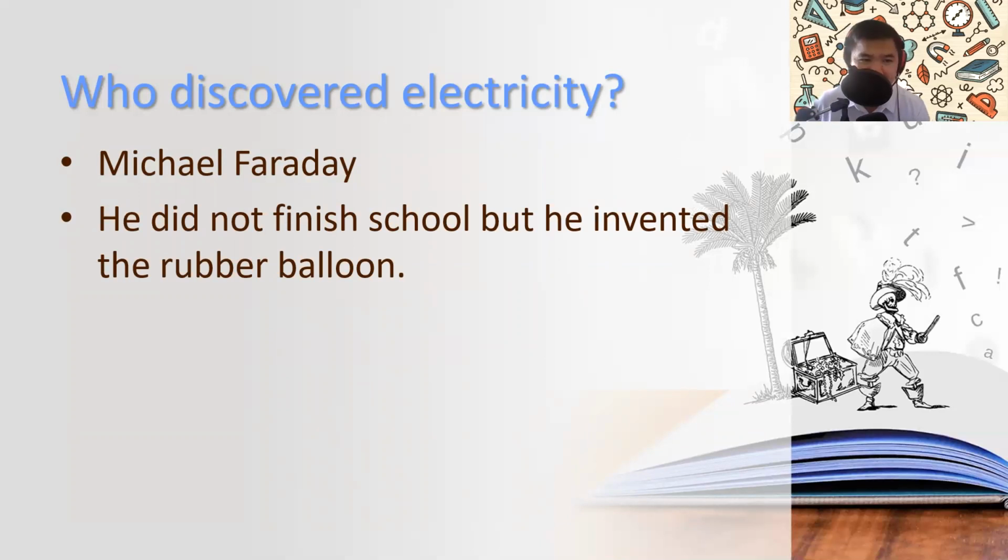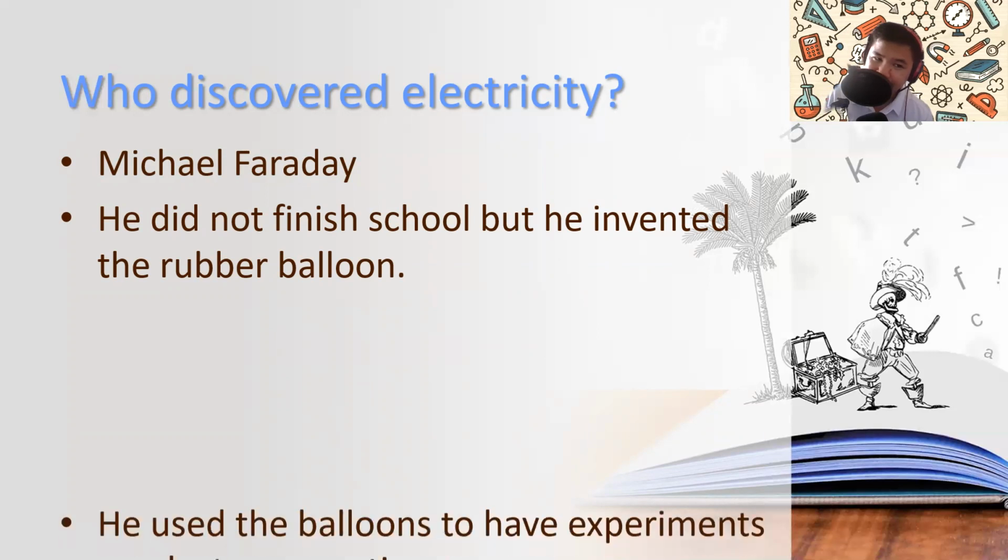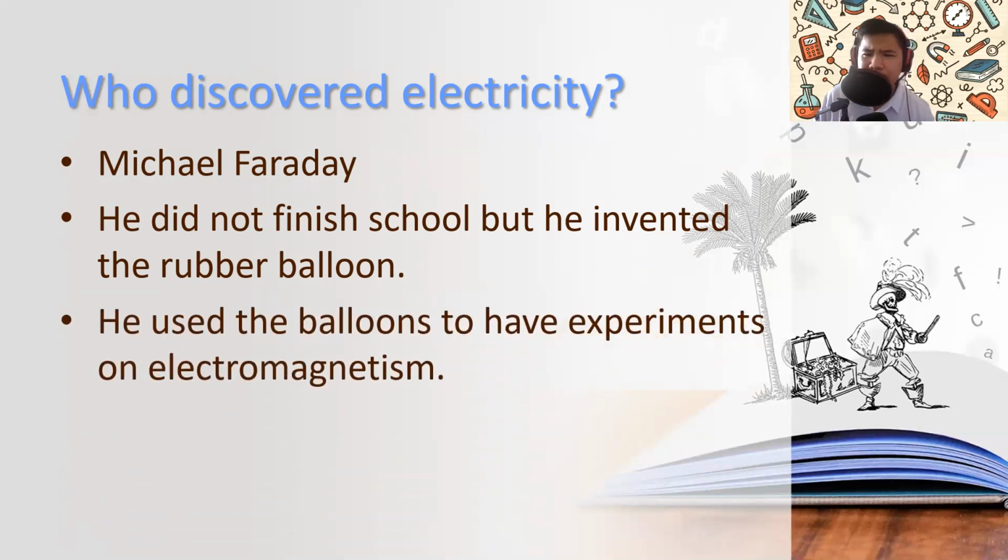Oh, imagine that. He did not finish going to high school or college. It was a different time then. But now you need to go to high school and college, matayom and university. Now, Teacher Kent, he invented the rubber balloon, but he is the father of modern electricity. What does the rubber balloon do? Well, he used the balloon to have experiments on electromagnetism.